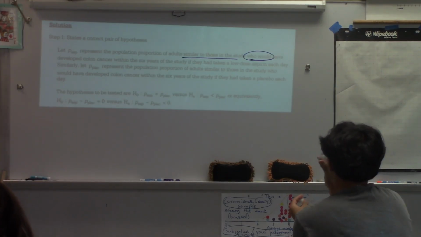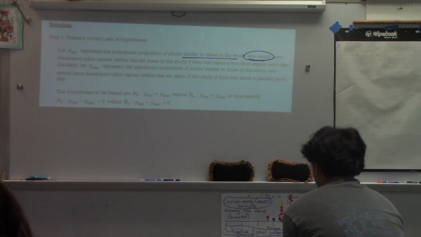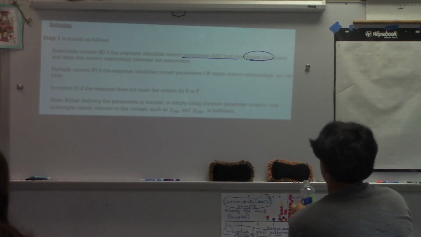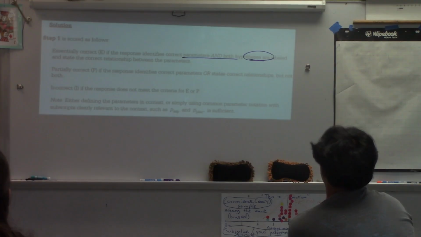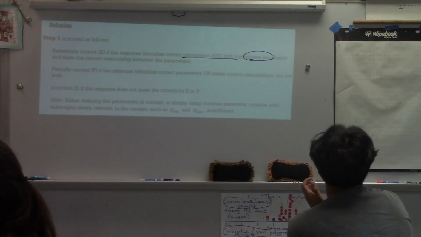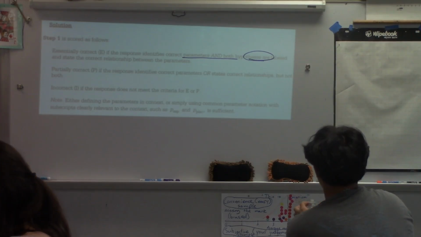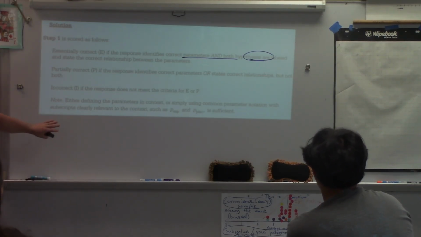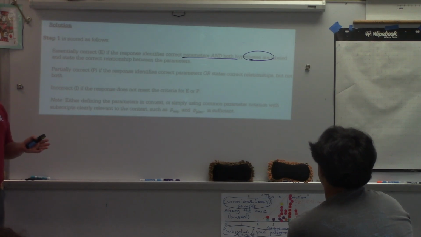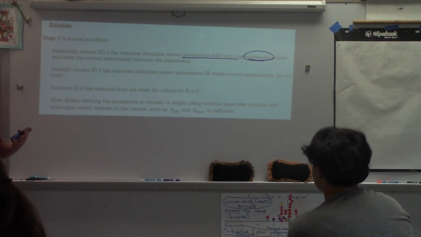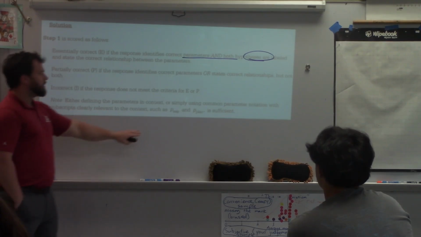They talk about them in the textbook. Hold on to the idea and pay attention to that. So, what's the rubric say? Essentially correct if you identify the correct parameters and both hypotheses are labeled and you state the correct relationship between the parameters. Now, one thing I do want to point out here, you usually will not see me do P1 and P2 because there's no real meaning behind P1 and P2. I would do something like this.